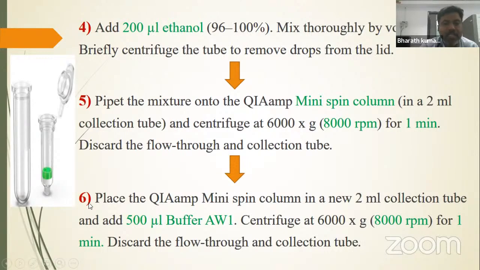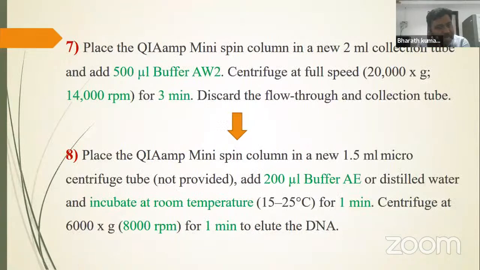So we remove this collection tube and place this column in another new collection tube. Is it clear? Okay. Here, place the QIAamp mini spin column in a 2 ml collection tube and add 500 microliters of washing buffer, and centrifuge at 8000 rpm for 1 minute. Then place the QIAamp mini spin column in a new 2 ml collection tube and add 500 microliters of washing buffer 2. Washing buffer 1 removes some of the unwanted substances, and this time we remove the remaining unwanted material with the washing buffer. Here the centrifugation speed is 14,000 rpm for 3 minutes.